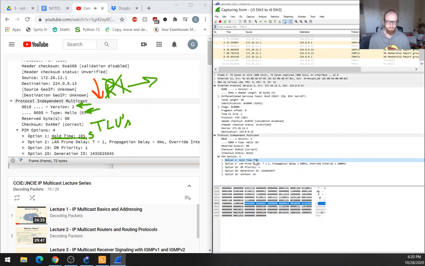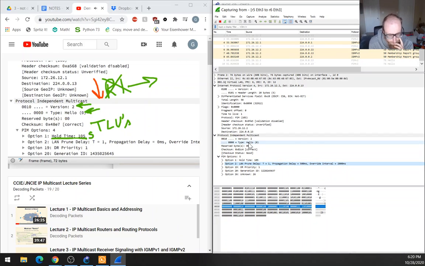Next option here is the LAN prune delay option. Now, this is not being covered in this particular demo. We may do a short video on the LAN prune delay option because there are a couple of other concepts that we need to discuss before we can get into it. So we'll shelve that right now and perhaps cover it in a later video.